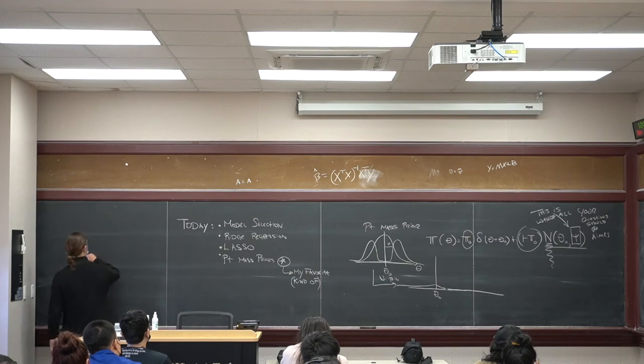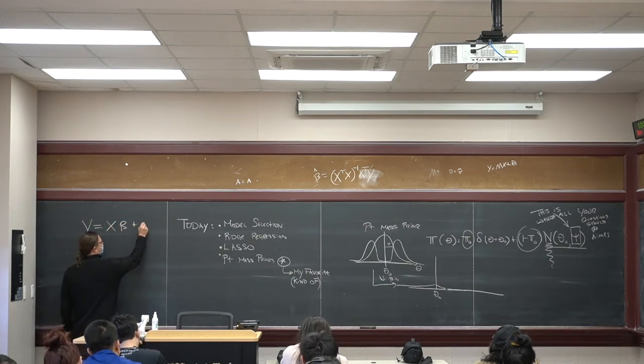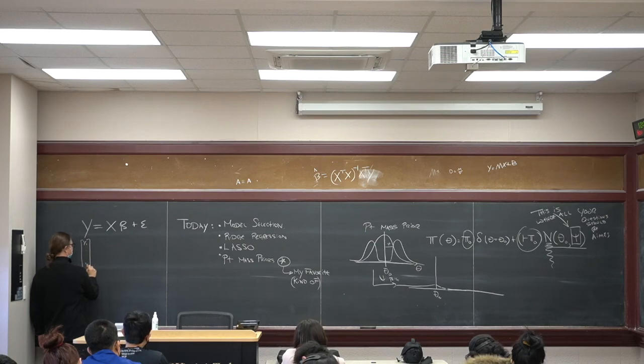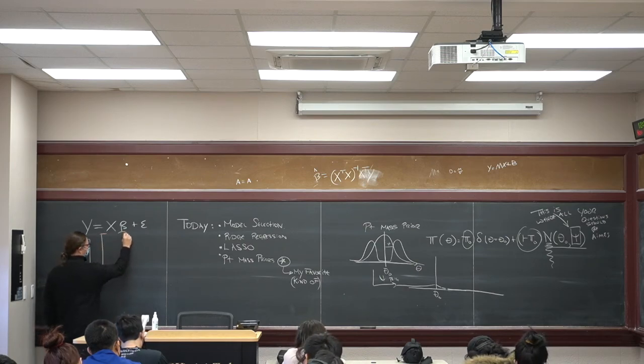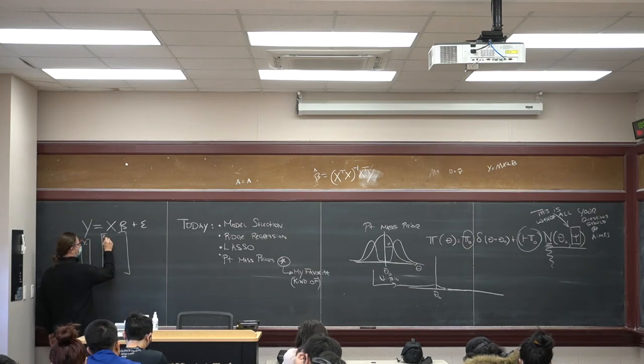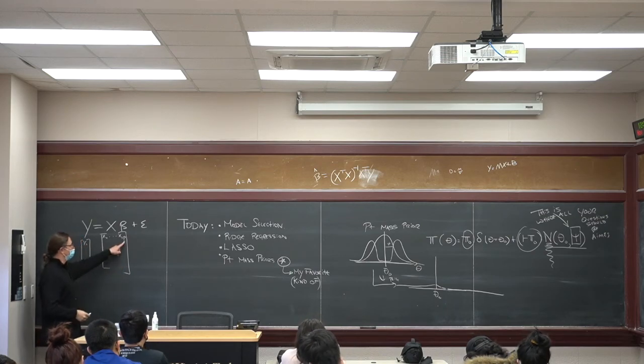We're going to be studying this problem, y is equal to x theta plus epsilon, where this is a vector of y's, y1 down to yn. This is my design matrix. So this is going to be x11 up to x1p. So this is going to be the dimensionality of the problem. These are the number of covariates, p.